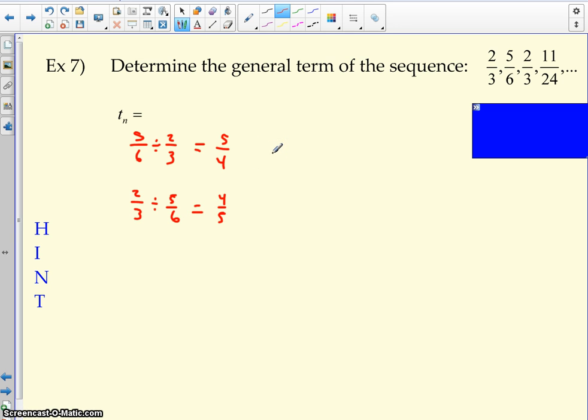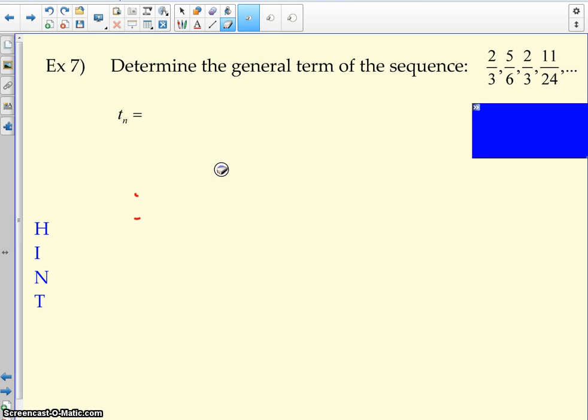Okay, and it seems kind of weird here. I mean, your first term and your third term are the same, right? So there's no real common ratio that could work. So this one is not geometric, so that doesn't work. And it's clearly not going to be arithmetic either, because even if you're going up from 2/3 to 5 over 6, it goes back down to 2 over 3 after that. So this is neither arithmetic nor geometric, and so it's a little bit tricky to find the pattern.